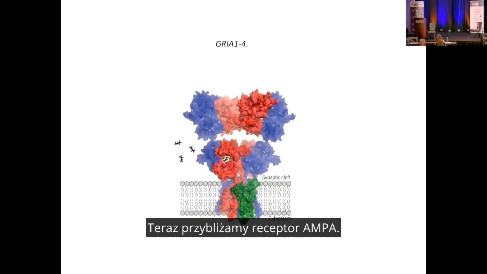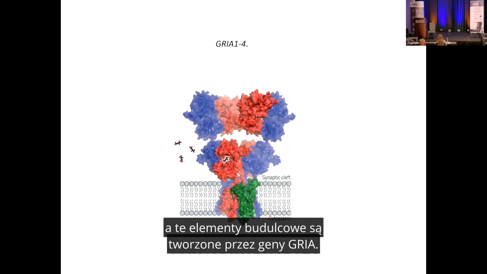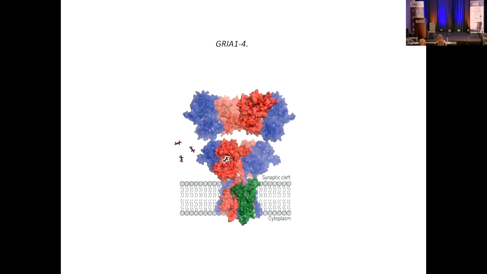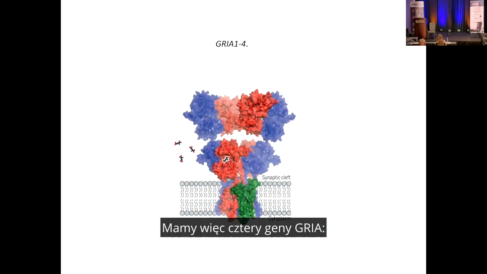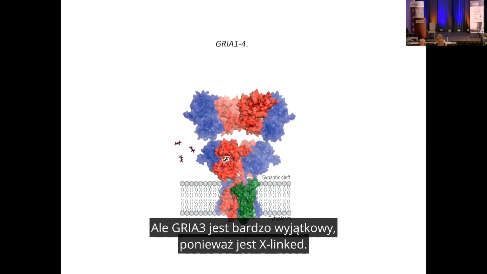Now we're zooming into the AMPA receptor. The AMPA receptor is built up by small subunits or building blocks. And these building blocks are created by the GRIA genes. So we have 4 GRIA genes, GRIA 1, 2, 3, and of course 4. They're all important and all very cool, but GRIA 3 is very unique because it's X-linked.